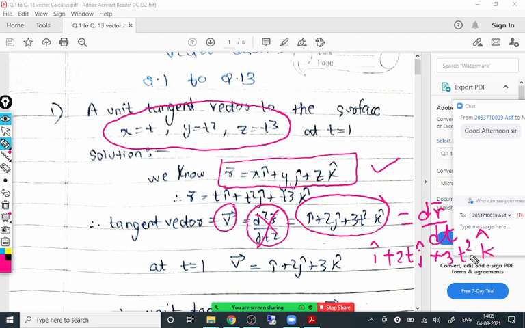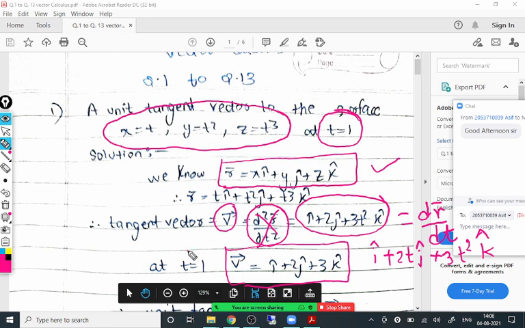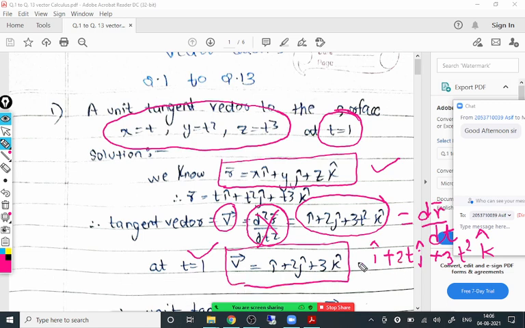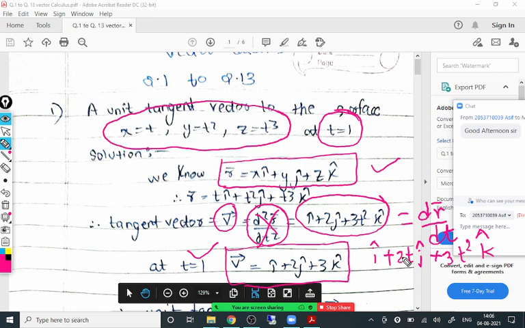We want the velocity at a particular instant, so just replace t by 1. The answer will be i cap plus 2j cap plus 3k cap. The final answer he has written is correct, but in between a small correction is needed. Suppose this question was for t equal to 2, then he might get a wrong answer there. This is just a simple differentiation.